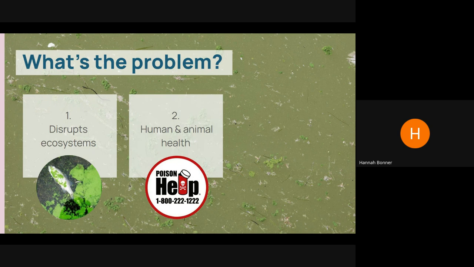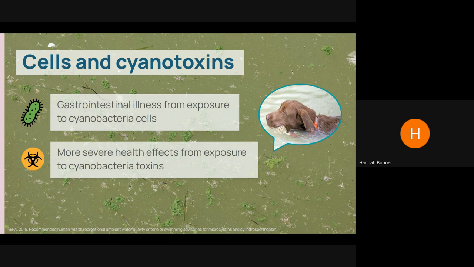As well, many species of cyanobacteria have the ability to produce dangerous toxins, which can hurt both humans and animals. I have some examples here. First of all, just exposure to the cyanobacteria cells themselves often will cause gastrointestinal illness, so vomiting, diarrhea, stomachache. And then those toxins can do anything from targeting the liver to actually shutting down the neurologic system. So some pretty severe health effects or even death are possible from high enough exposure to cyanotoxins.